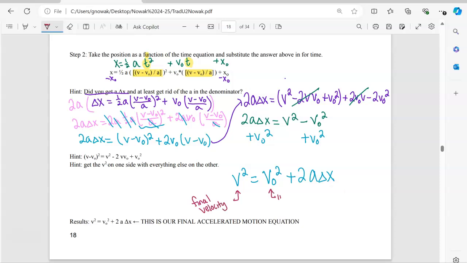where this v is our final velocity, v naught is our initial velocity, a is acceleration, and delta x is our change in position, or our displacement, which is our x final minus x initial.